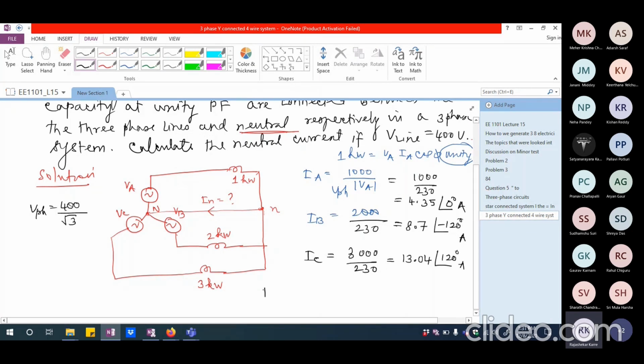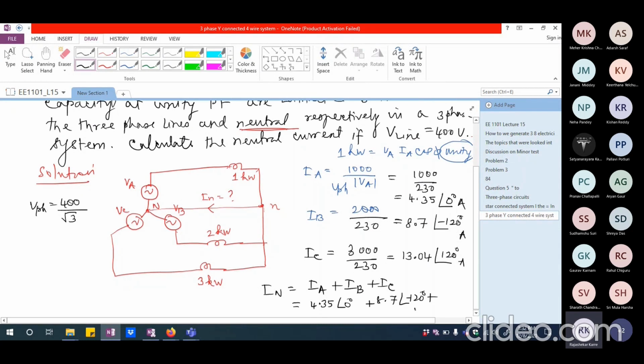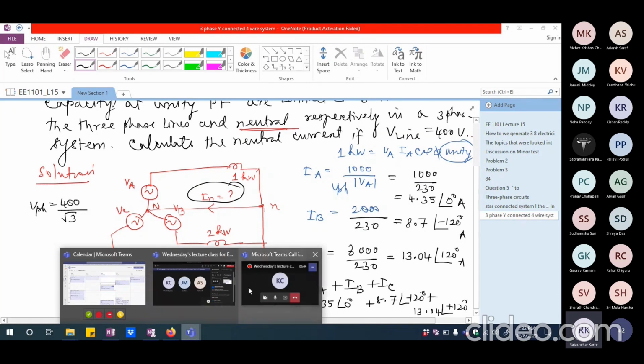So the neutral current will be IA plus IB plus IC, which will definitely not be 0, because I have 4.35 angle 0 plus 8.7 angle minus 120 plus 13.04 angle plus 120. You can calculate this. Definitely this will not be 0, and that will be the current flowing as the neutral current between the source neutral and load neutral. Okay.